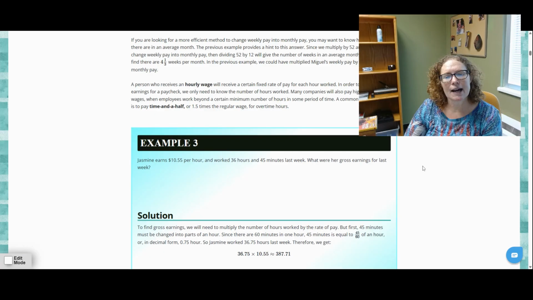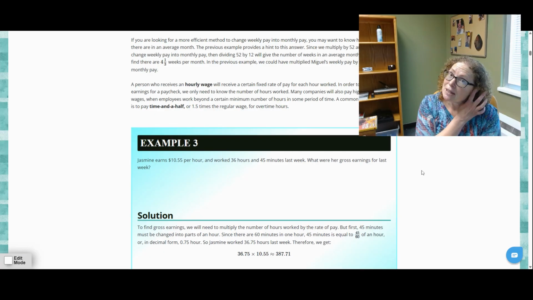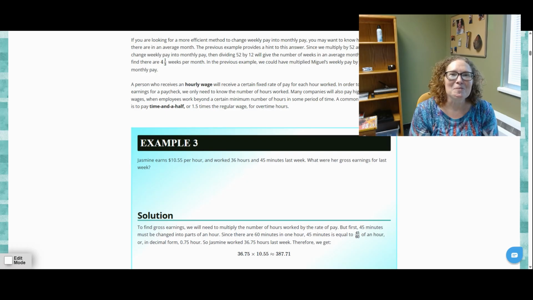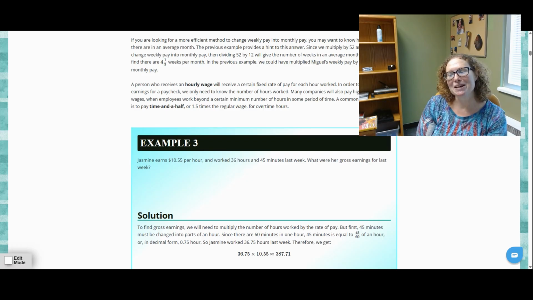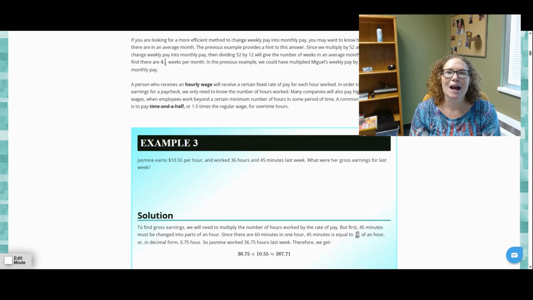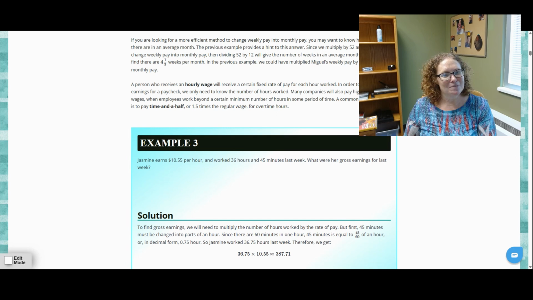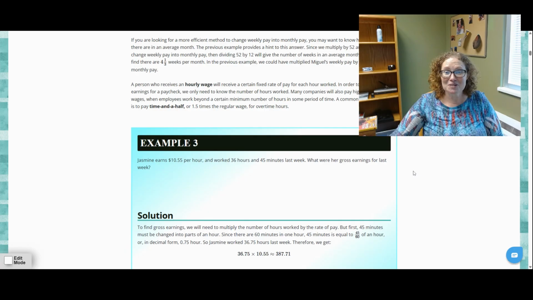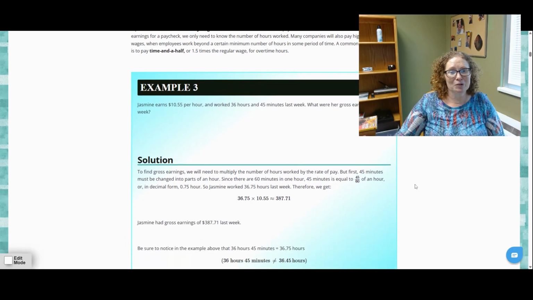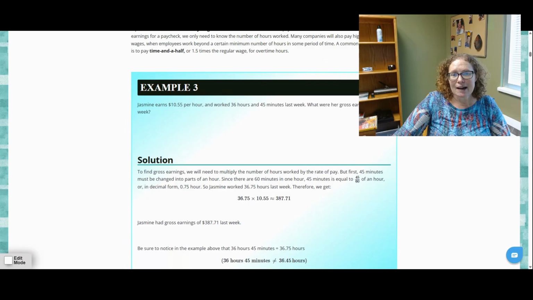So let's look at these. Now think about these too, because look at the numbers and look what they're asking for. Because typically we think 40 hours a week, and then you get overtime over that. But sometimes that's not the case. So we're going to find some coming up that's not the case. But the first one is, we don't have overtime. We have Jasmine, who earns $10.55 per hour, and she worked 36 hours and 45 minutes. So we want to know her gross earnings.